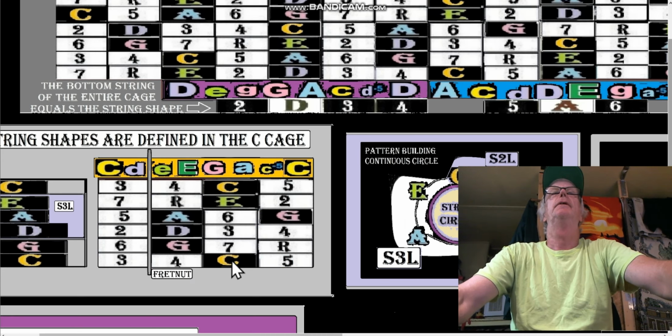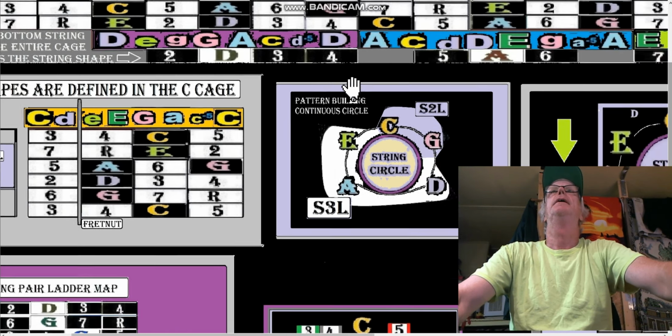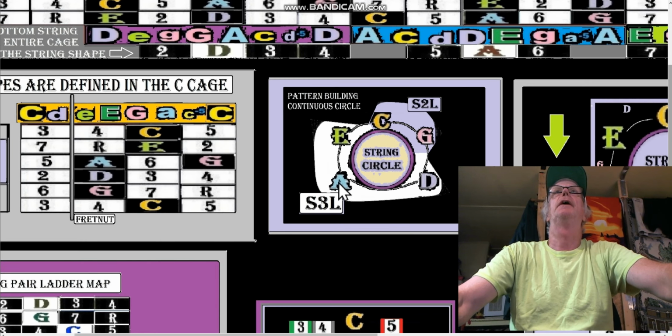So we have the string shapes. If we could look at this diagram here, we have C, G, D, A, E, and C again. And that pretty much defines, you know, it's an easy way to match the string shape diagram. Pattern building continuous circle also has the string shape.